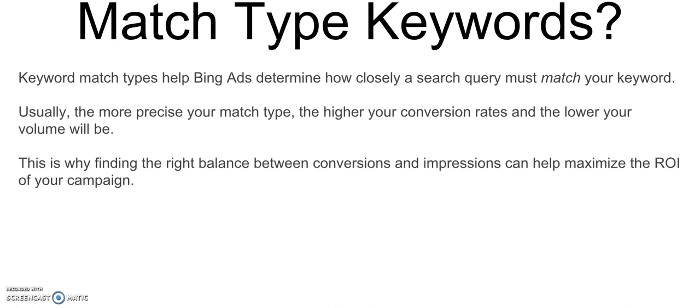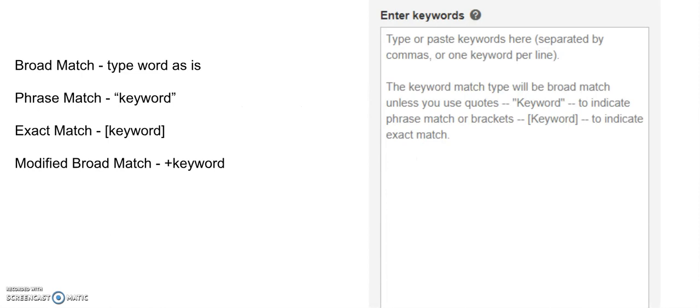Sometimes you may see really high volume but really poor conversions. Well, that could be fixed very easily with the correct match type. So before we get into that, let me show you what the symbols look like. Whenever you go to enter your keywords, you're going to see this field. Let's see if my mouse can point at it for you. Right here, this field tells you exactly what to do.